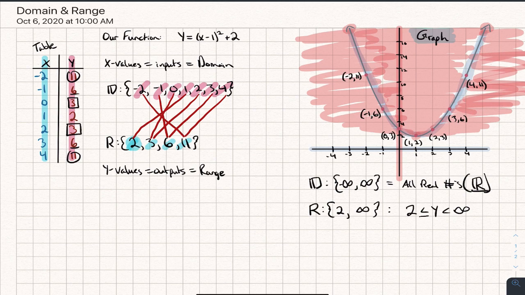So again, for our domain and range of a graph, it's all about what values aren't included. And we saw here that all of the values for the domain, all of our x values were in fact included, but all of our y values, or the parts of our range, only went from the value y equals 2 and above. Thanks, guys.